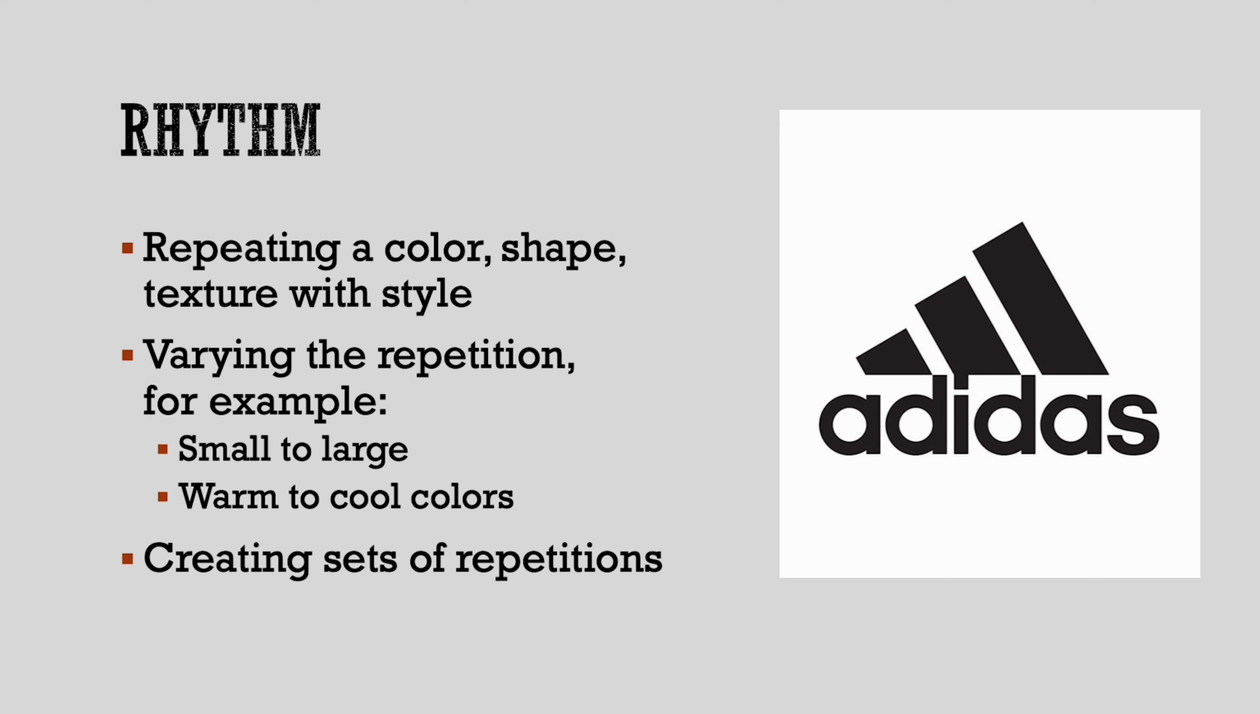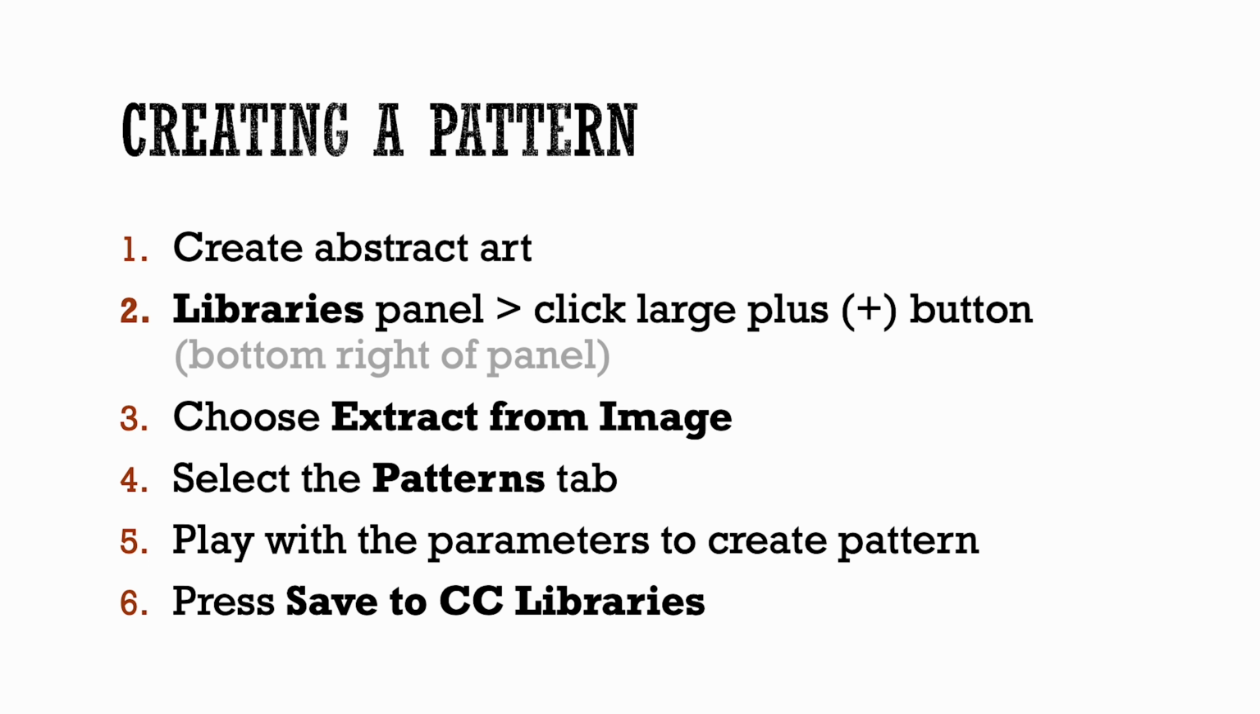And you can vary the repetition, for example, small to large, warm to cool colors, and also you can create sets of repetitions. So a set of repetition could be a pattern. Creating a pattern in Photoshop is fairly easy these days. Basically, we need to get something abstract that we can use, and we're going to generate a pattern from it.